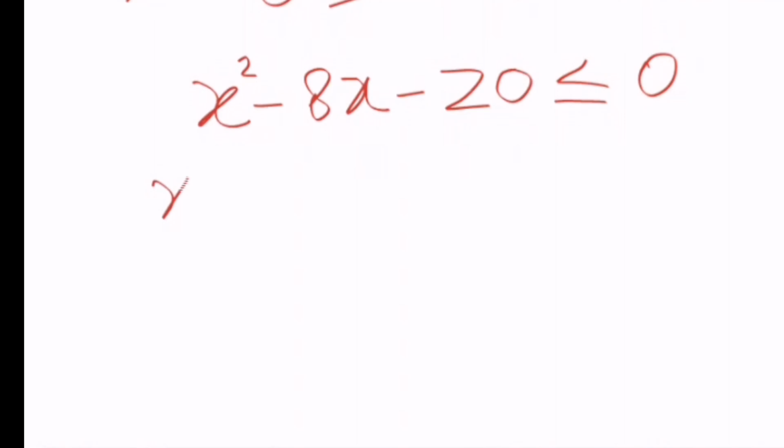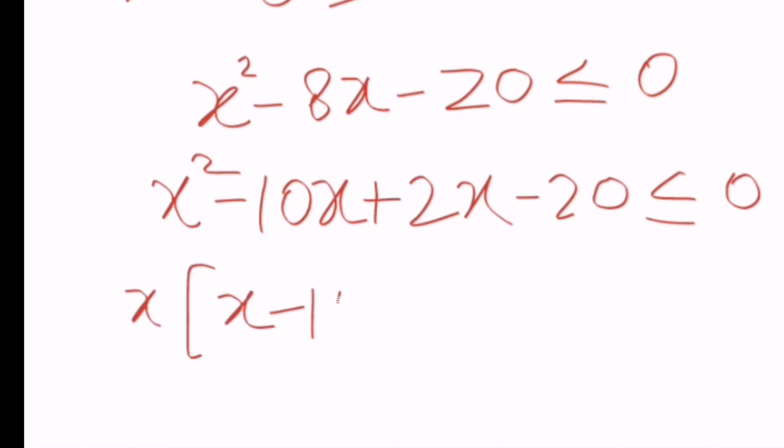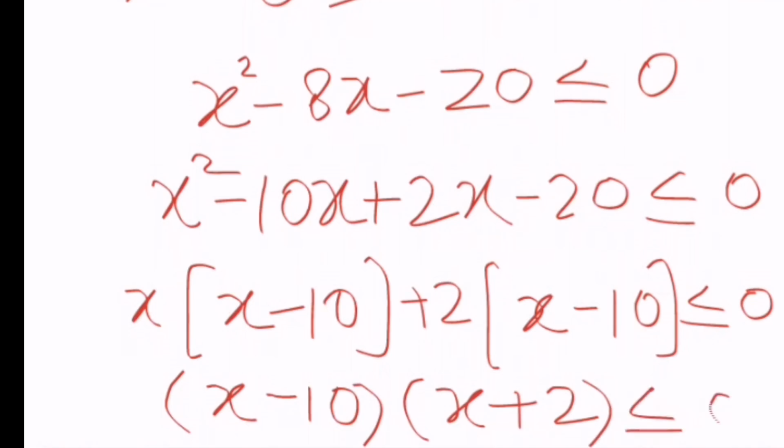If we apply the middle term break method, it is x square minus 10x plus 2x minus 20 less than or equal to 0. Then we have x common, x minus 10, plus 2 common. The middle term break method applies here, x minus 10 less than or equal to 0. Then x minus 10 is one factor, x plus 2 is the other factor.